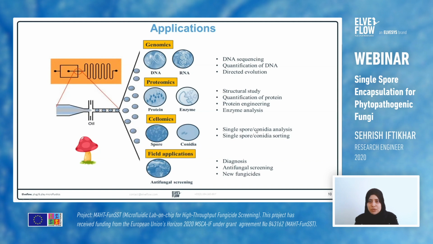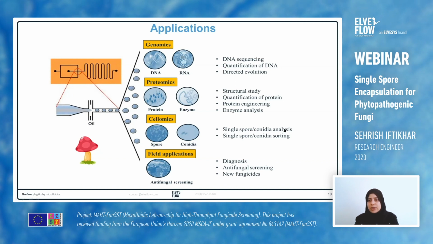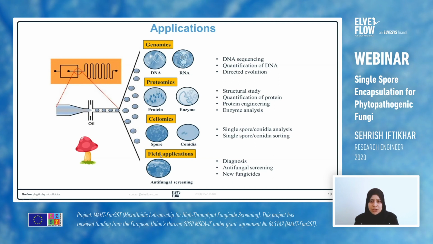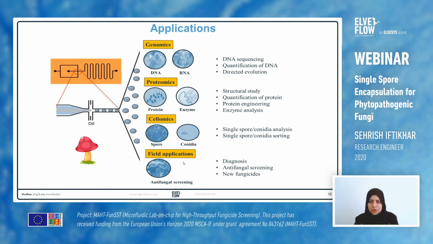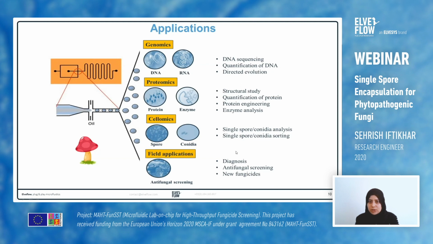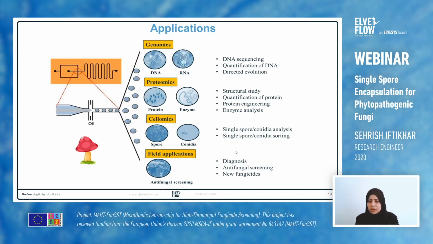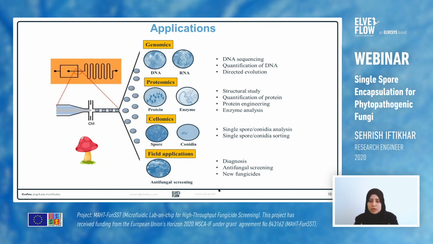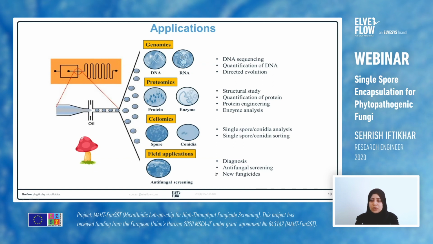In cellomics, it can be used for single spore analysis, as I have discussed before, that we can use it for analyzing the germination of ungerminated or germinated spores. And also we can do the sorting. The major application is in the field of plant pathology, where we can use this technique for diagnosis of sensitive and resistant fungal isolates. So we can use this technique to differentiate between the sensitive and resistant fungal isolates, also for antifungal screening. And also we can do some analysis to have new candidates for fungicide development.